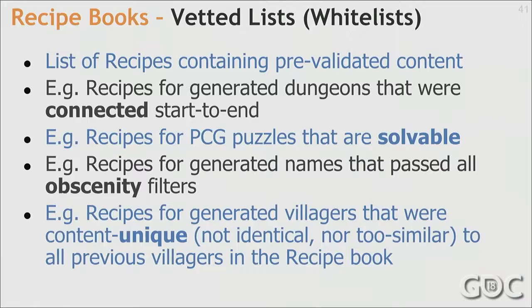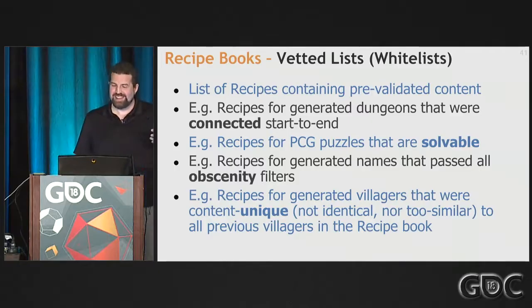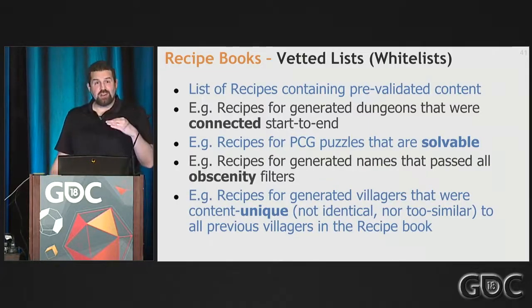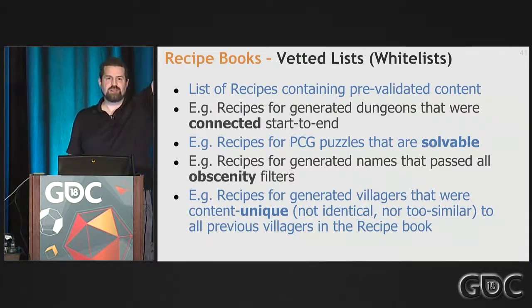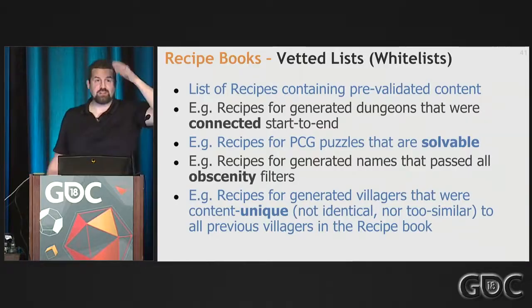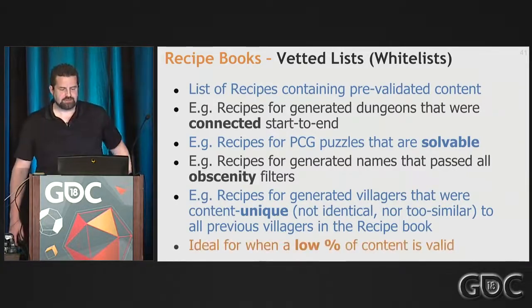Recipes for generated villagers that were content unique, right? I could keep a list of the ones I've generated in the whitelist so far, and every time I generate someone else, if I'm doing this offline, I'm like, okay, he's valid, but let's just check he's not the same as any one of the previous ones we've already validated. So I could just throw him out if he's too similar.